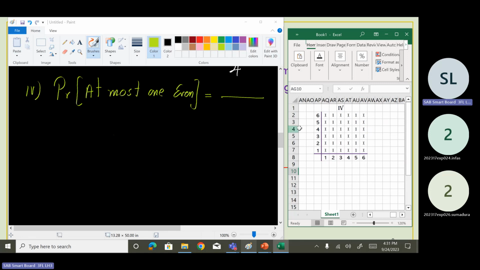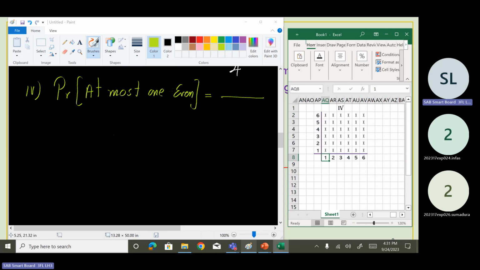So at most one even. So the maximum you can have is one even number. Now get hold of an even and odd number. So one number is anyway odd. Now in this column, anyway, one number is odd. The other one can be odd or even. If the other one is odd, you don't have any even numbers. If the other one is even, you have one even number.